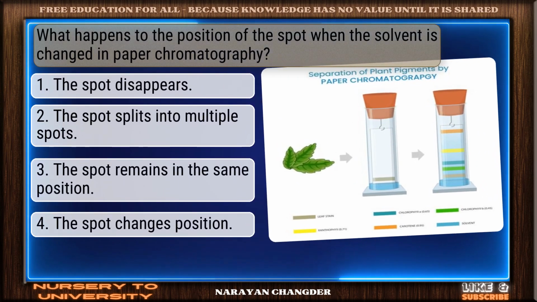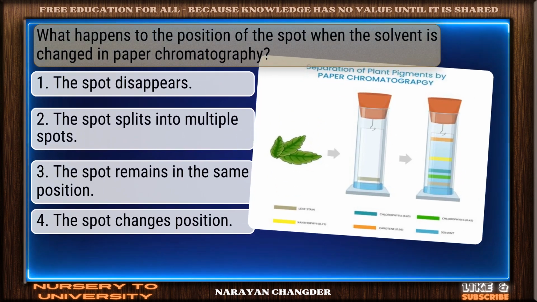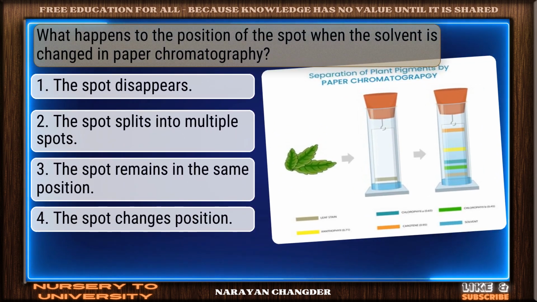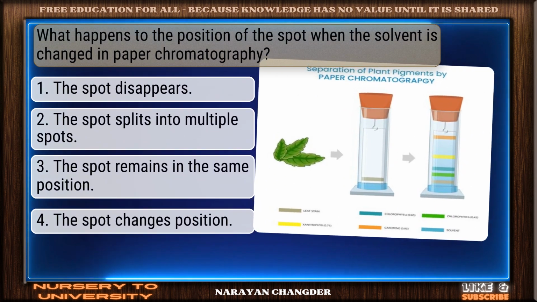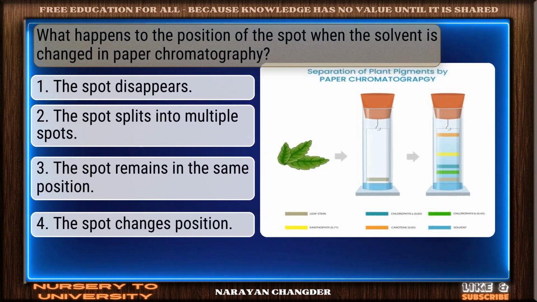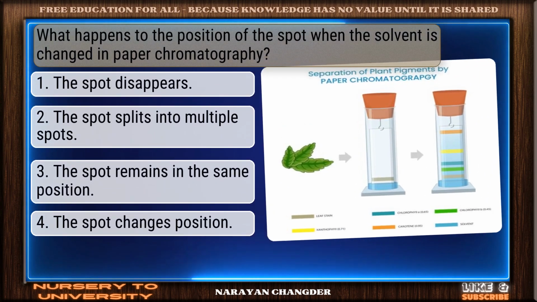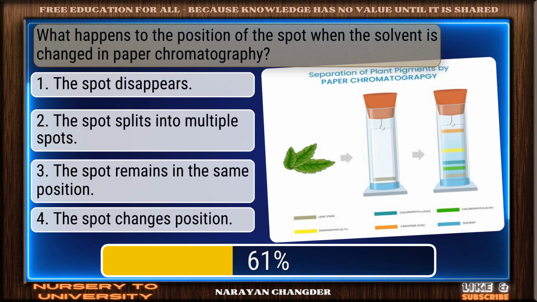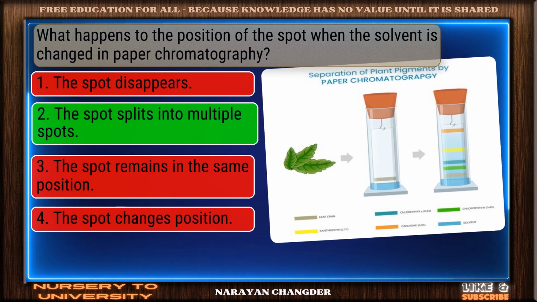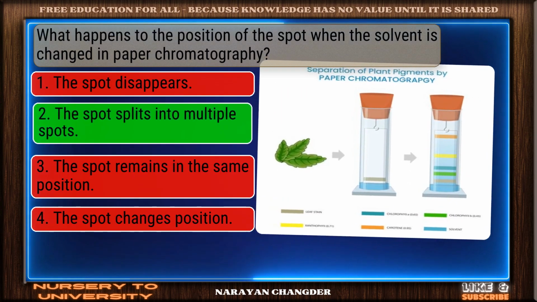What happens to the position of the spot when the solvent is changed in paper chromatography? Option 1, the spot disappears. Option 2, the spot splits into multiple spots. Option 3, the spot remains in the same position. Option 4, the spot changes position. The spot splits into multiple spots is correct.